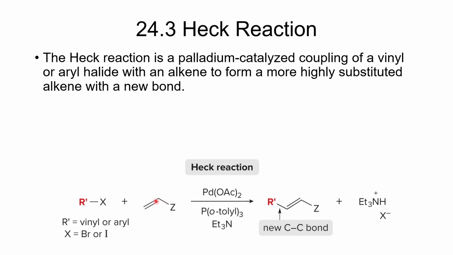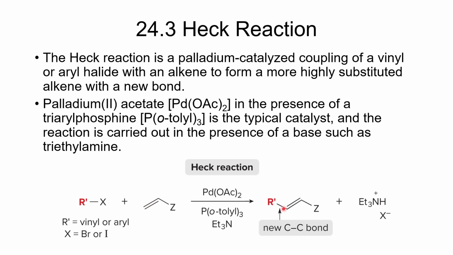The alkene can be ethylene, which is a possibility, or it can be a monosubstituted alkene. The cool part about this is the new bond between this and the alkene is not at this carbon, but it's this carbon here at the end. And so we will get that particular carbon.